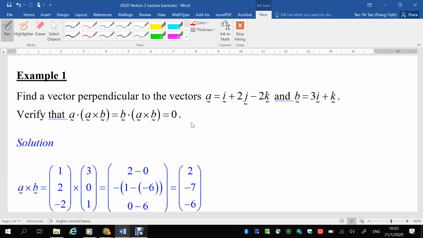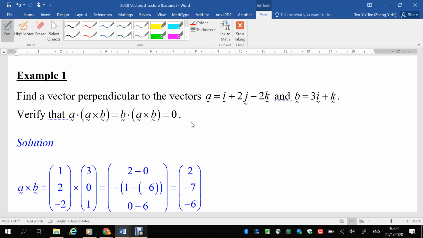How to do cross product? 1, 2, minus 2, cross with 3, 0, 1. How I get this is I cover the first row. This one times this one, minus away this one times this one. One more time, cover the first row, cross it. 2 times 1, minus away 2 times 0. That's how I get my 2 minus 0.